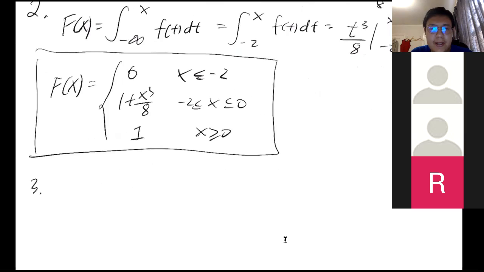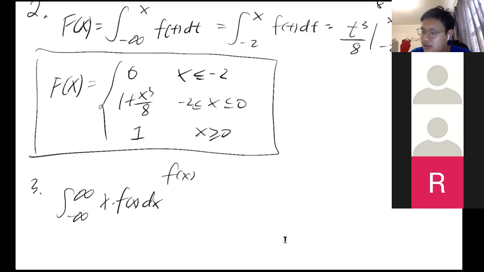And then for problem 3, we need to find the mean and median of the PDF. So the mean is defined to be the integral from negative infinity to positive infinity of x f(x) dx. And f(x) is 3x squared over 8.